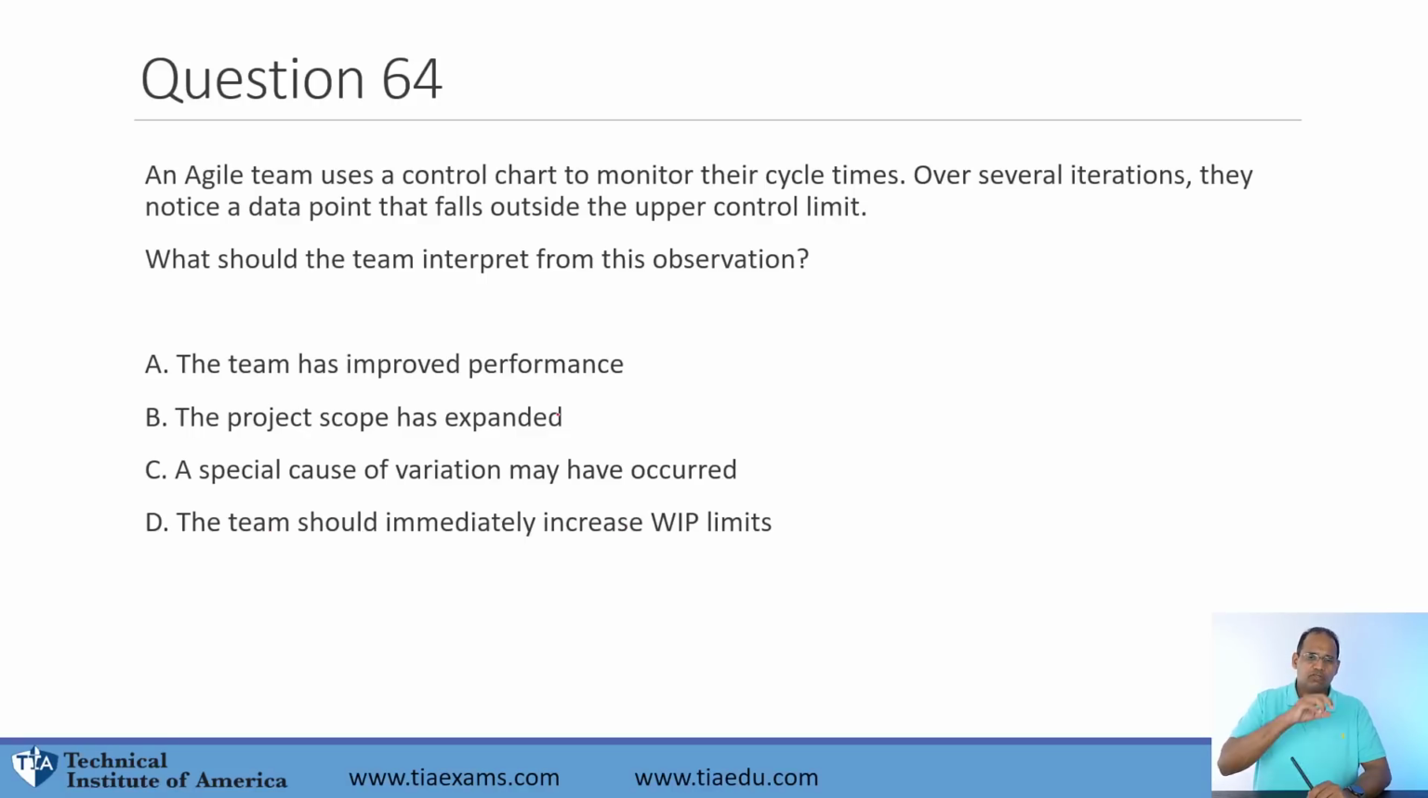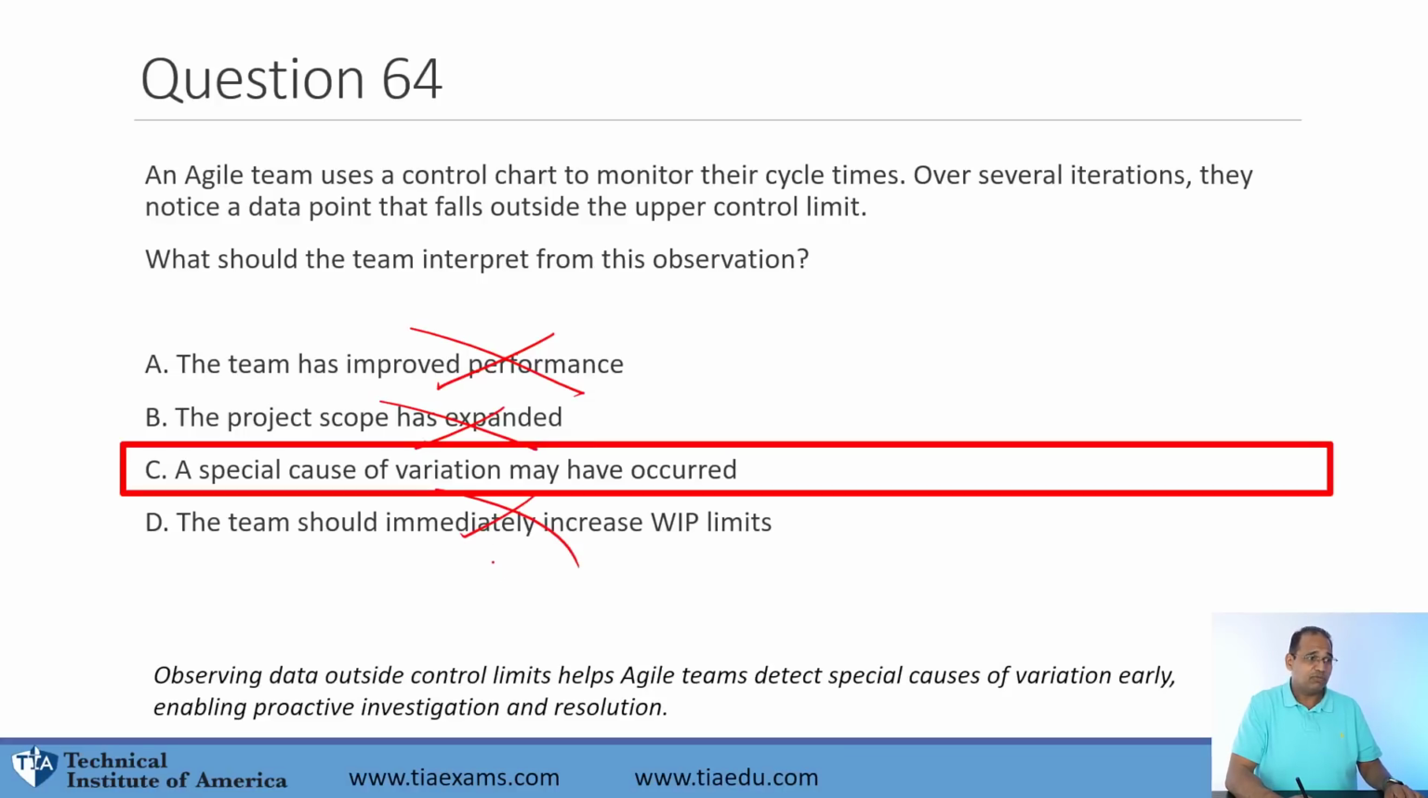So if you're doing a control chart and there's what's called upper and lower limits, anything above the upper or below the lower limits is considered some kind of defect, and it should be investigated to see why. Generally, it's not a good thing. That's why it's not about improving the team. It's not about scope getting bigger, or you should be increasing the work here because you're not doing something right.